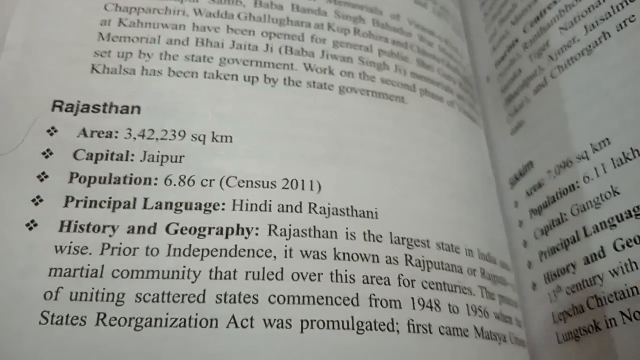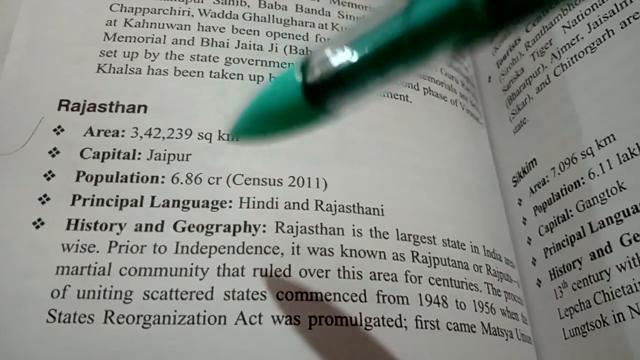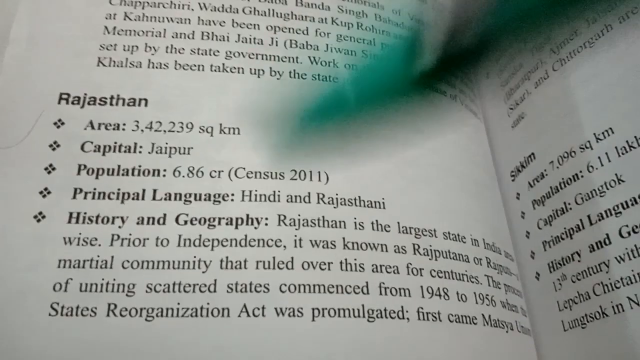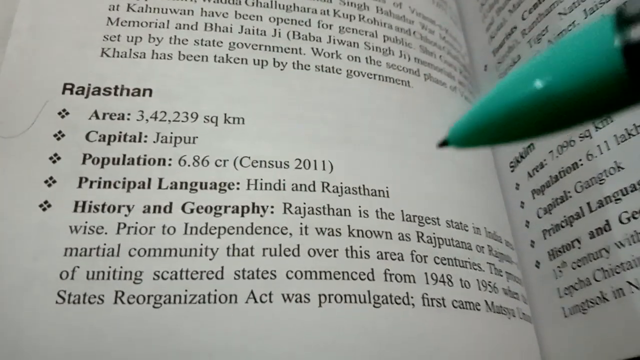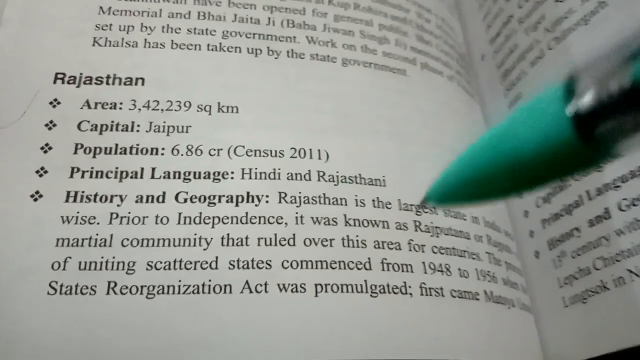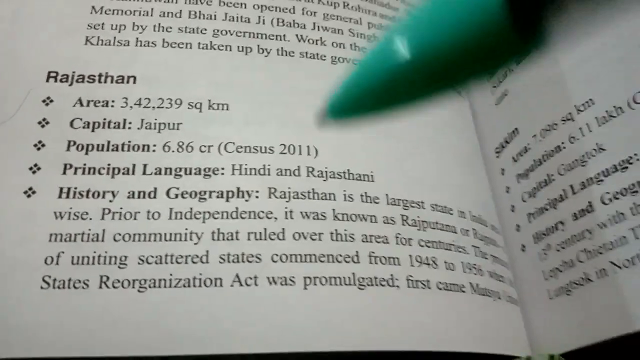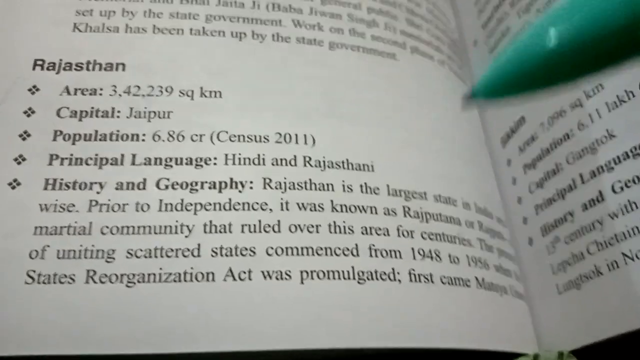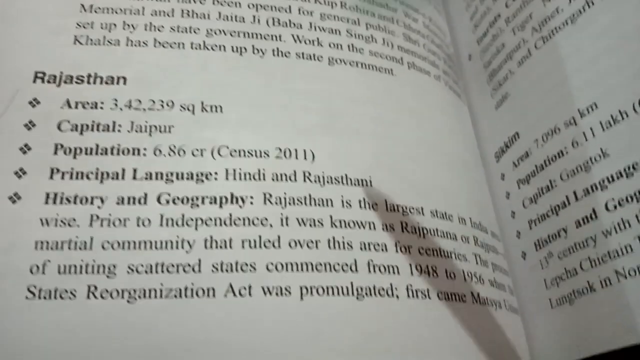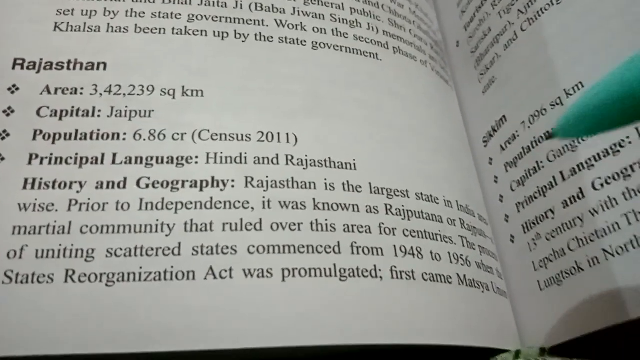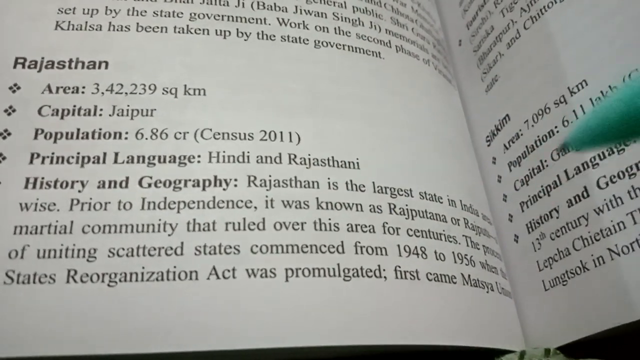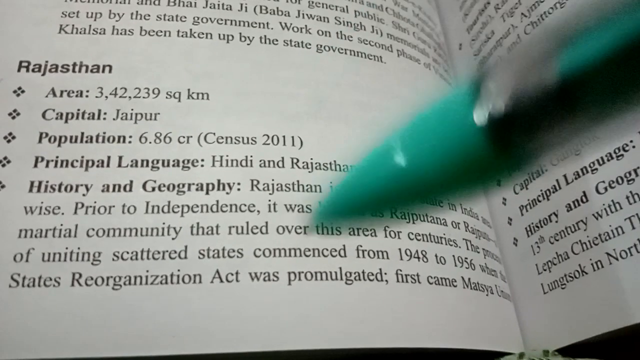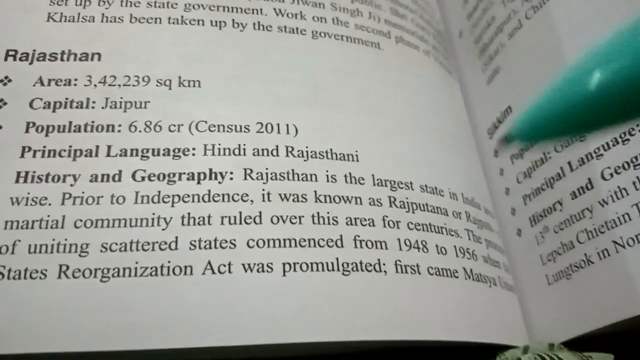Rajasthan. Area is 3,42,239 square kilometer. Capital Jaipur. Population 6.86 crore. Principal language Hindi and Rajasthani. History and geography. Rajasthan is the largest state in India area-wise. Prior to independence, it was known as Rajputana or Rajputs, a martial community that ruled over the area for centuries. The process of uniting scattered states commenced from 1948 to 1956 when the States Reorganisation Act was promulgated.